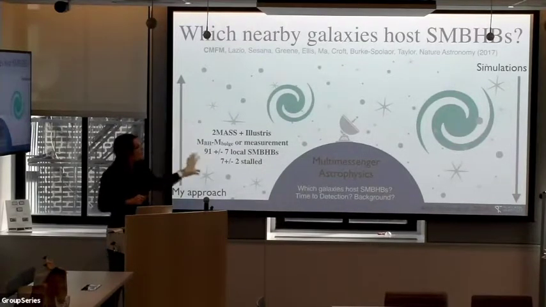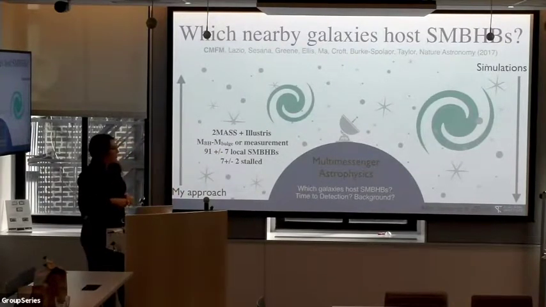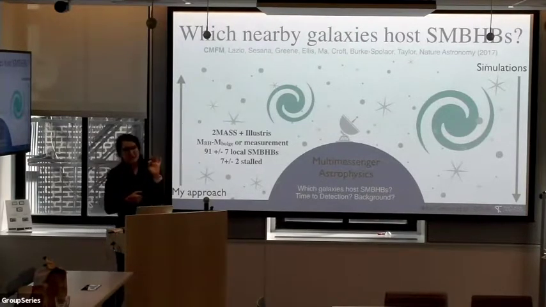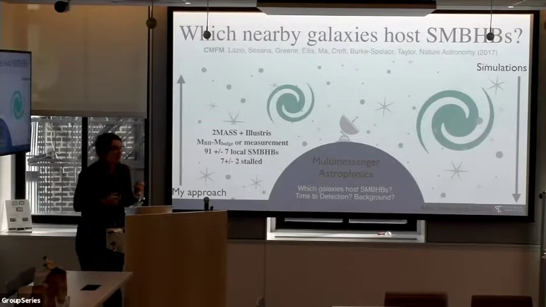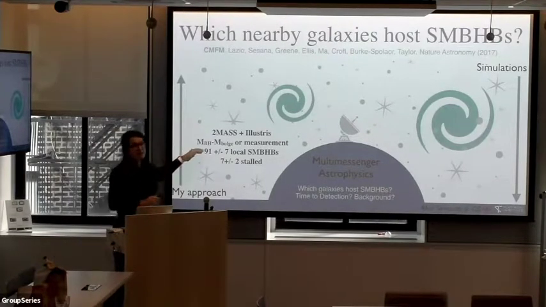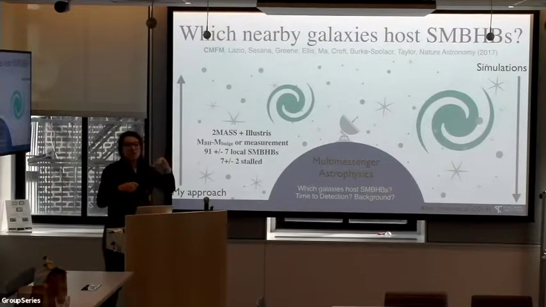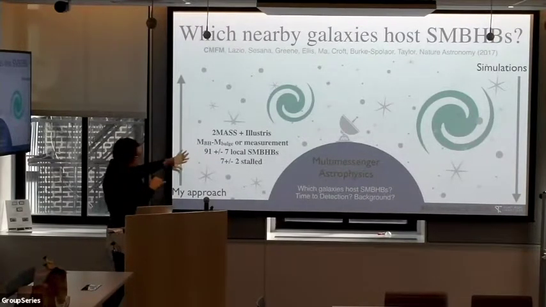What I found by mixing all of these quantities together over 75,000 realizations of the local universe is that there are around 91 plus or minus 7 nearby galaxies that are hosting supermassive black hole binaries emitting nanohertz gravitational waves. Now, it doesn't mean that they are detectable. It means that they exist in nature. This is a map of what nature could look like. The detection depends on our pulsar timing array. That's our instrument. So the nearby sources could be quite numerous.